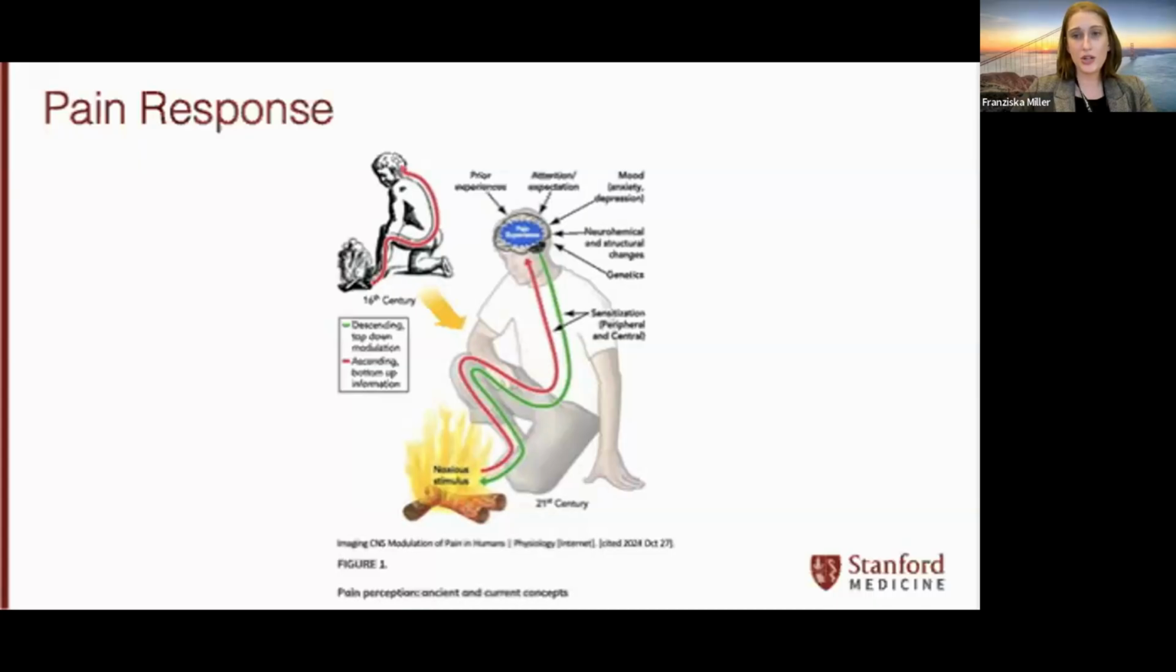And you can see in the picture that there are a few factors that are listed here that can alter this message. So this includes your prior experiences with pain, your attention that you're currently paying to the pain, or your expectation of whether this should be painful or not. It could be related to the mood you're currently in. Are you happy? Are you sad? It could be related to an underlying mood disorder like anxiety or depression. It can be related to genetics. We're all wired a little bit differently.